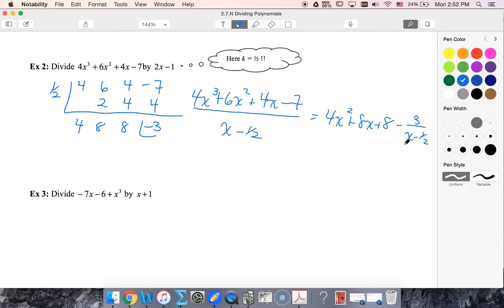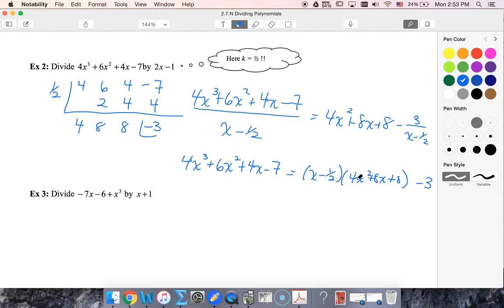Well, I know that originally, if I multiply this to the other side, that means I've got 4x cubed plus 6x squared plus 4x minus 7 is equal to x minus 1/2 times 4x squared plus 8x plus 8, minus 3. So I've got my remainder here.